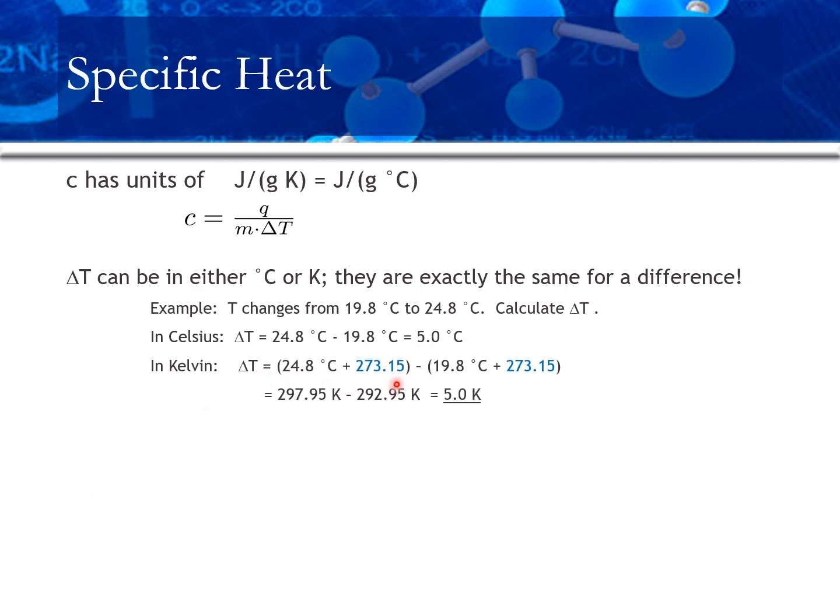Well, you'd add 273.15 to each of these temperatures: 24.8, 19.8 plus 273.15. You get 297.95 Kelvin minus 292.95 Kelvin, and you would once again get a numerical value, 5.0, that is exactly the same as what we got before. And let me point out exactly why.